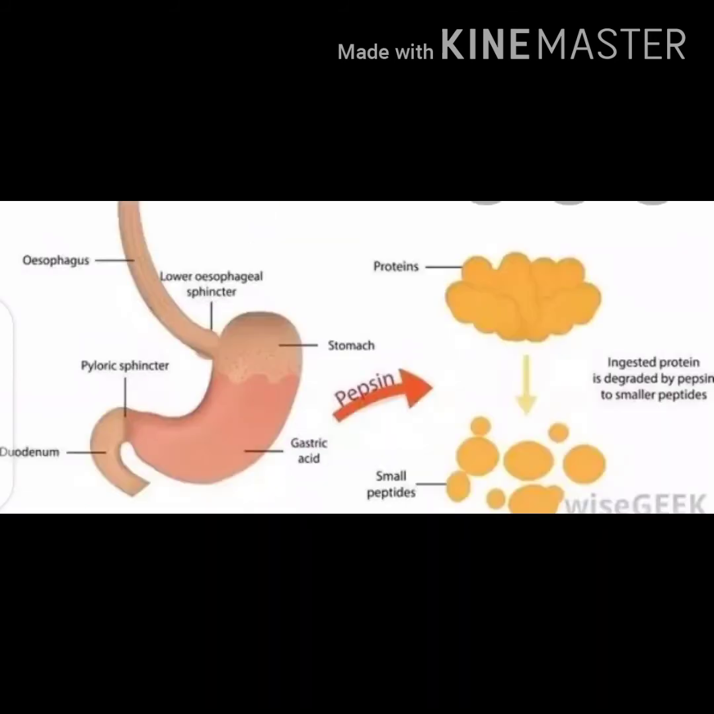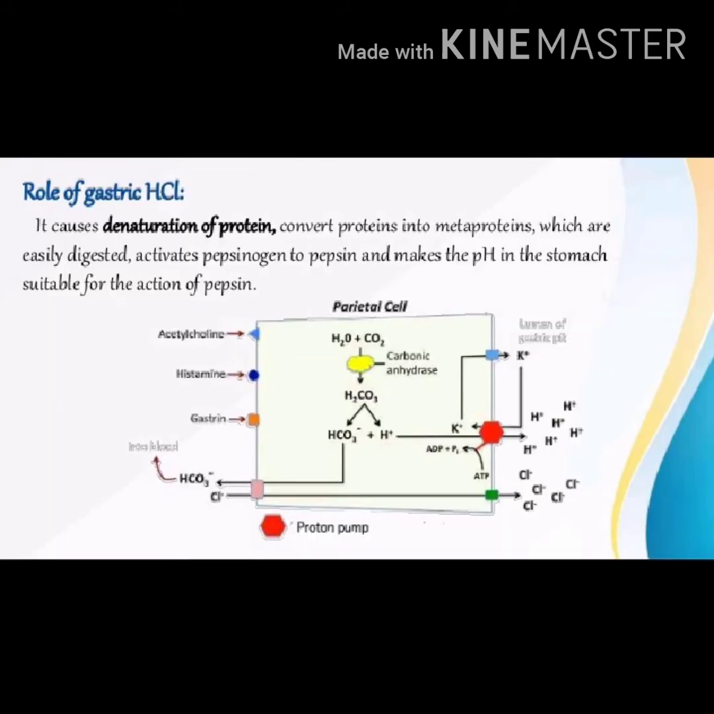See here in this picture, our gastric acid in the stomach, and the pepsin converts the protein into smaller peptides. The protein is the bulk compound, a long chain. It breaks the chain to form peptides. See here the role of HCl in protein degradation. It denatures protein, converting it into metaprotein, which is easily digested, and activates pepsinogen to pepsin, and this makes the pH in the stomach suitable for the action of pepsin.